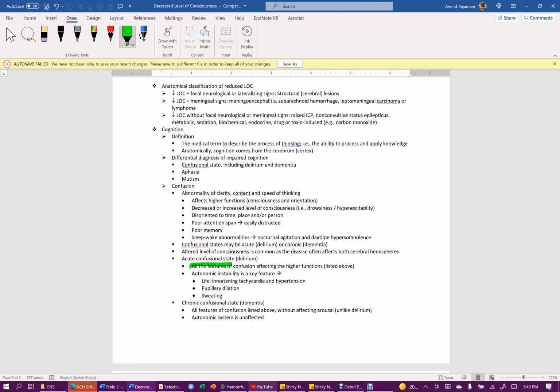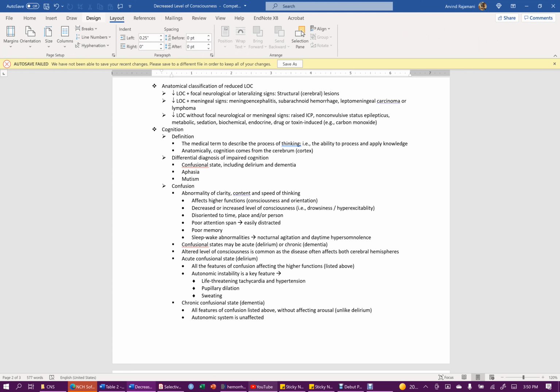In delirium, all the features of an acute confusional state will be present, and often autonomic instability is a very important feature. So you can have problems with tachycardia, hypertension, pupils, sweating, and so on. In a chronic confusional state, you'll have all the features here, but without affecting arousal. So the biggest difference between delirium and dementia is that a patient who is delirious will usually have a problem with consciousness as well, whereas a patient who is demented, a chronic confusional state, will be awake. Okay, and the autonomic system is also unaffected.